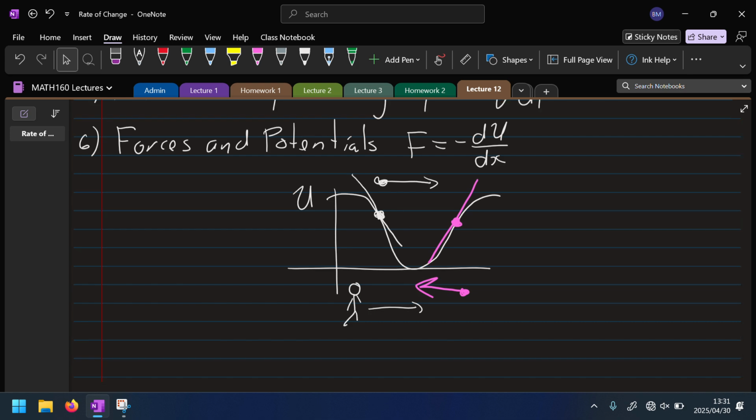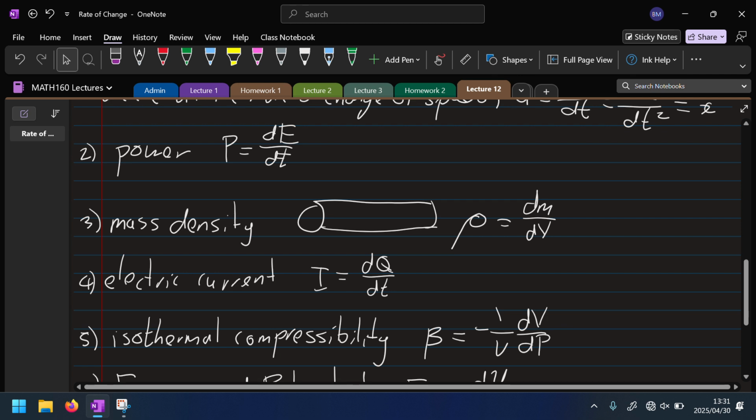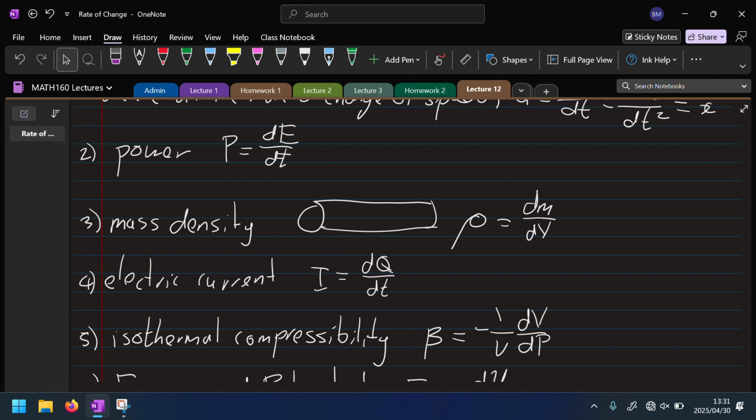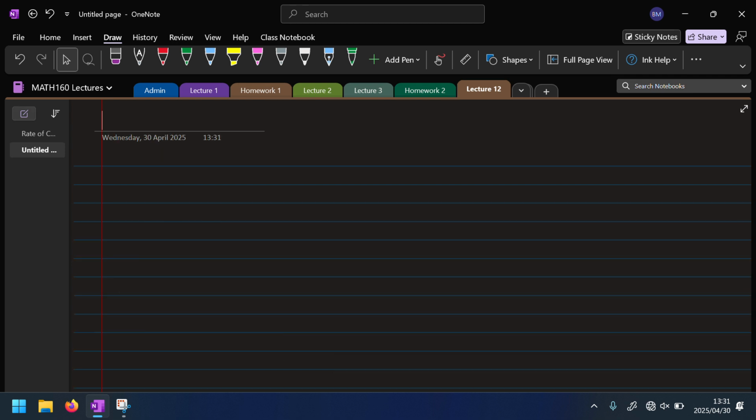Okay, so these are the applications. We'll have a look at a few of them as we go through. And of course, this is just the physics and engineering applications. We'll look at other ones: population growth, economics, chemistry, biology. There are plenty of rates of change problems. But again, we'll focus on the physics and engineering problems.